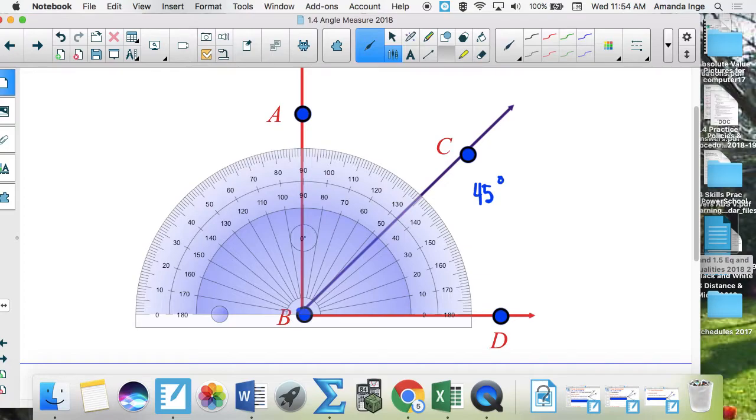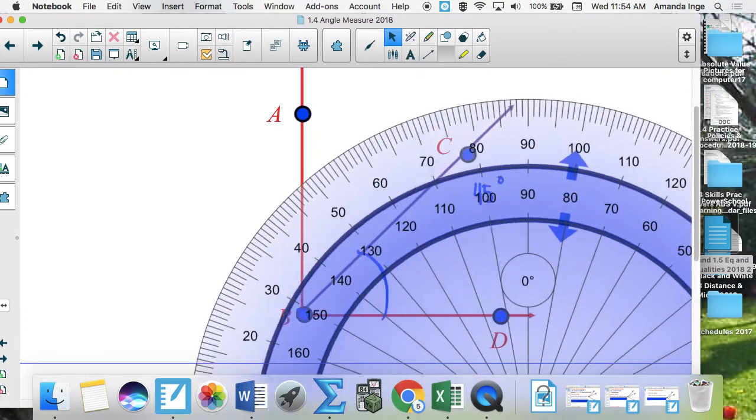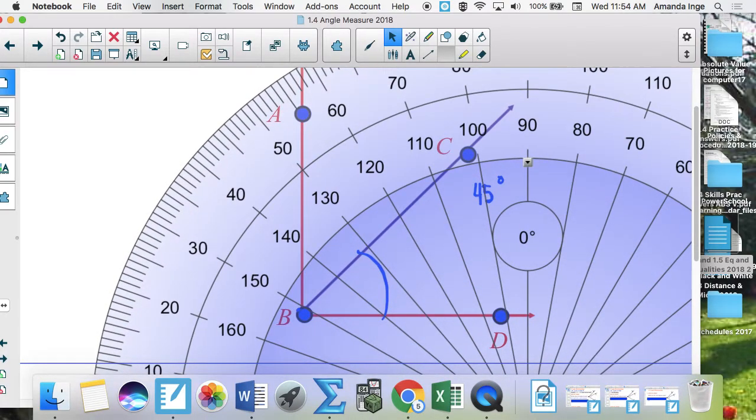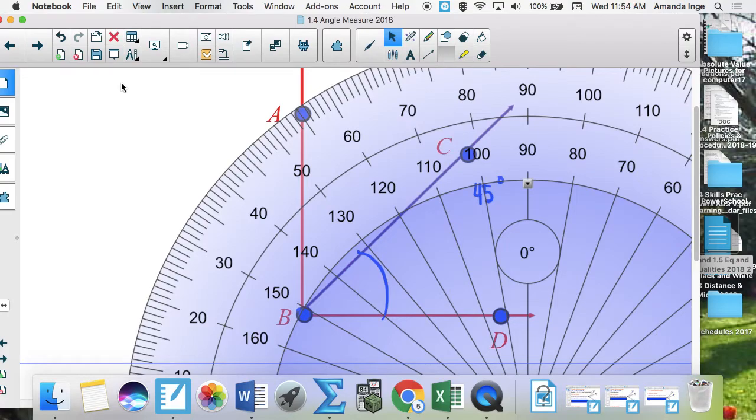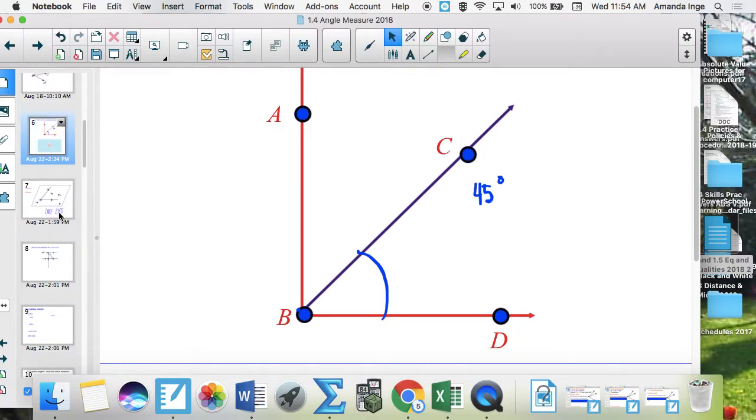So what that means is that the distance from here to here is 45 degrees. So that's the way you're going to measure your angle.